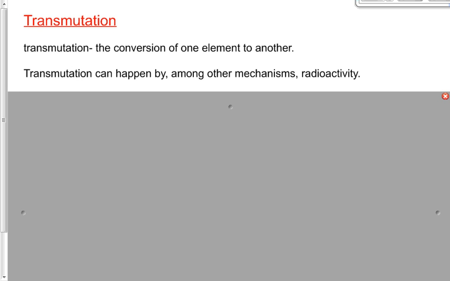So transmutation can occur. You can convert one element to another by a few different processes, including radioactivity. Another way to convert one element to another is by a process called nuclear fusion or nuclear fission. There are different processes that will allow transmutation, that will allow the conversion of one element to the other. Radioactivity is one spontaneous natural process whereby one nucleus can be converted to another. That's one of the processes under the umbrella of transmutation. So it can happen, among other ways, by radioactivity.